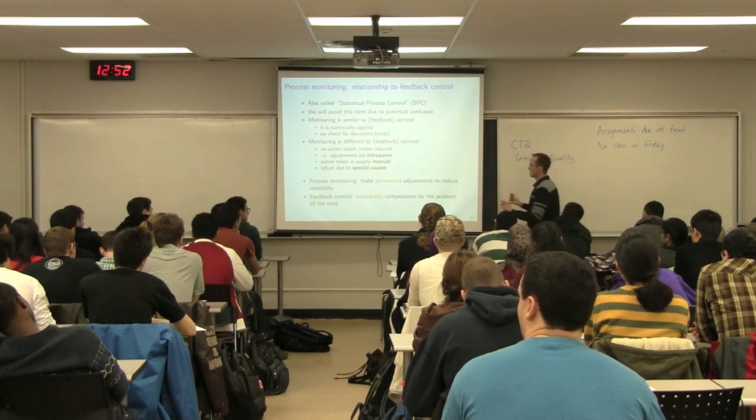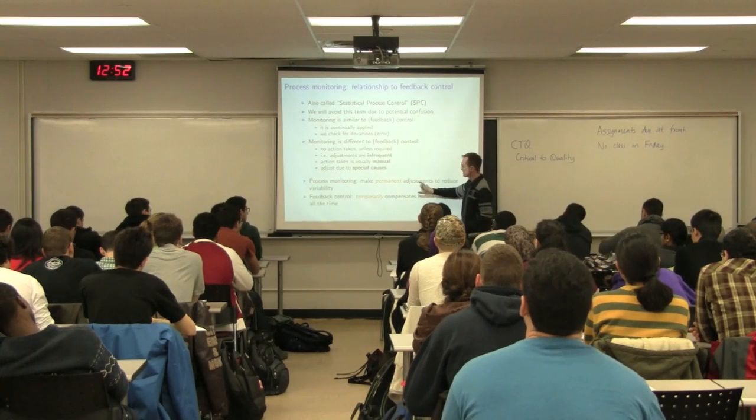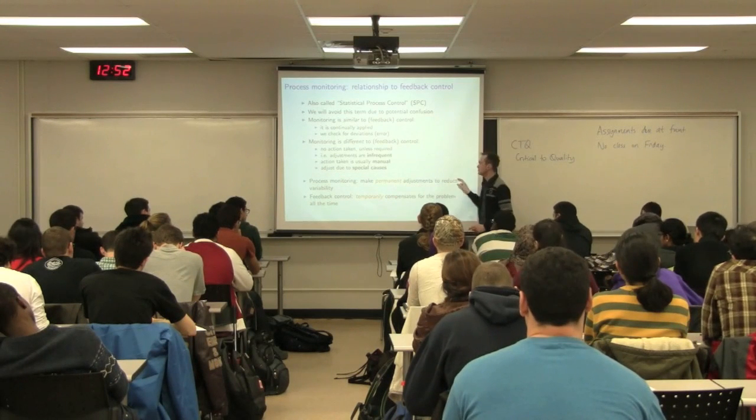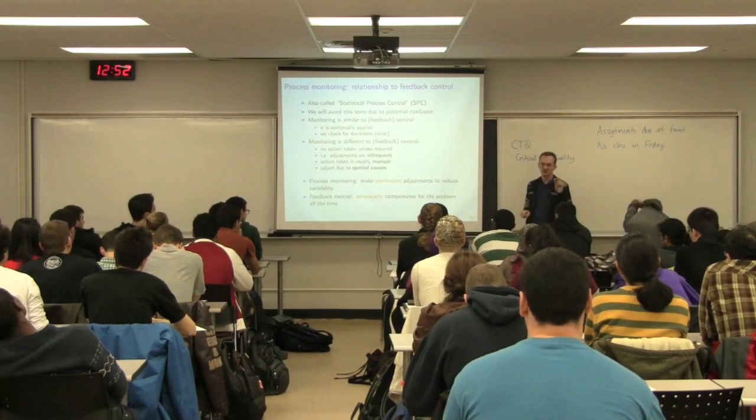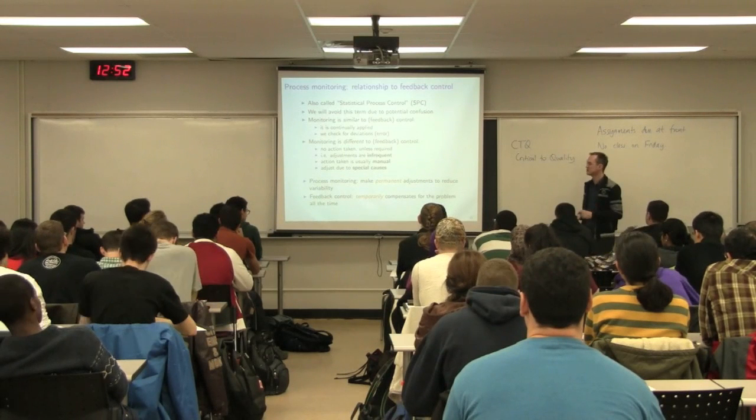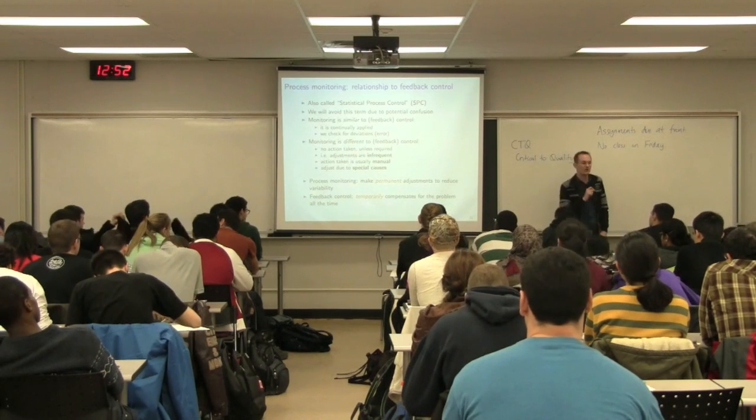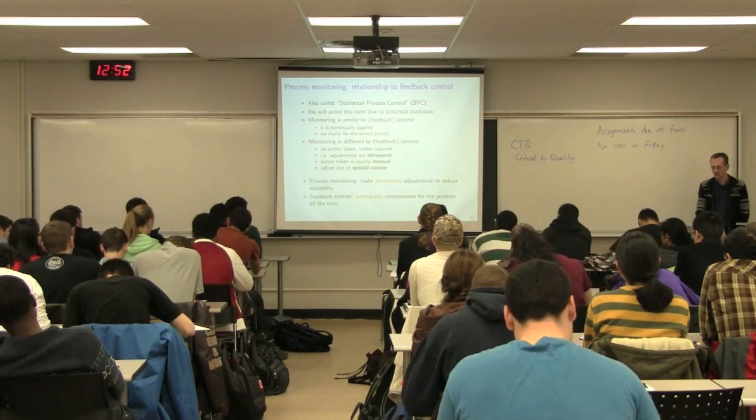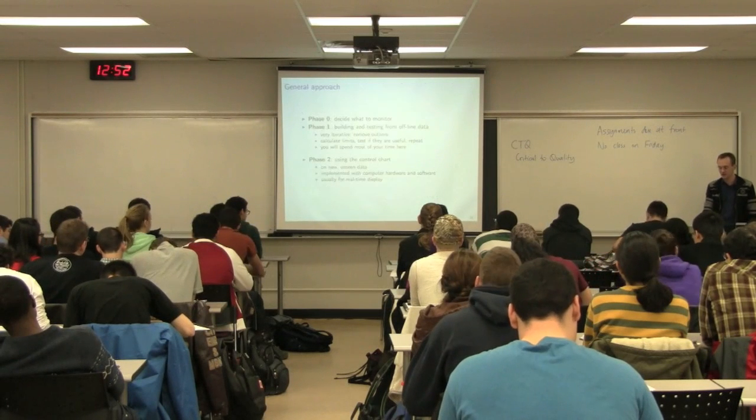Okay, so let's be clear here. Process monitoring makes an adjustment to your process that's usually permanent to reduce the variability. Feedback control makes regular adjustments to your process for a temporary compensation, and it's done in an automated way. So we should never confuse those two terms.